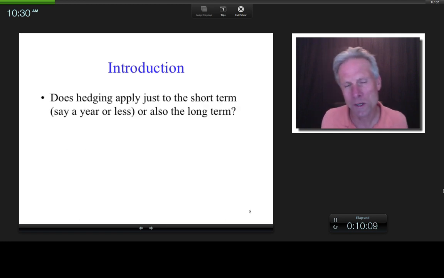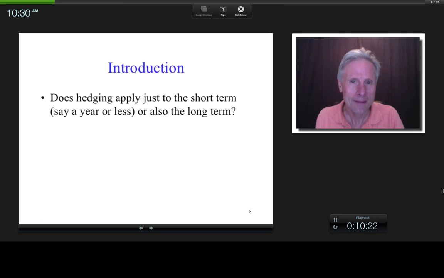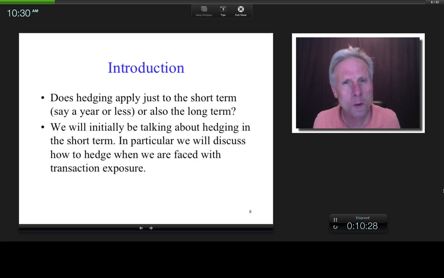So a couple more questions. In principle, does hedging apply just to the short term, say a year or less, or could it also apply to the long term? Well, in reality, it could apply to both the short and long term, okay? Now, what we're going to be talking about today is short term.